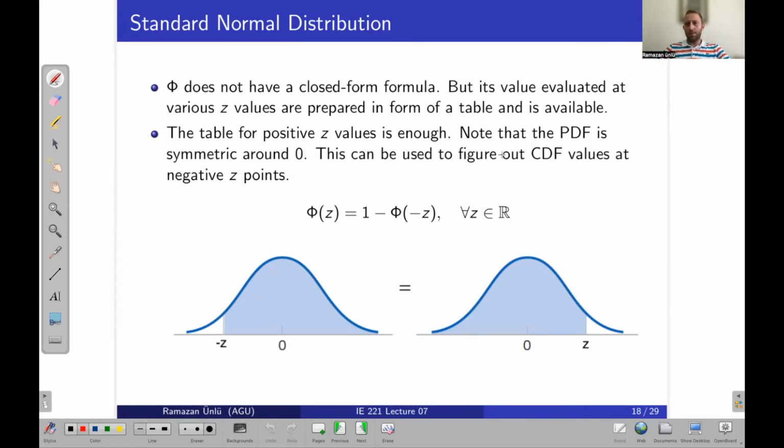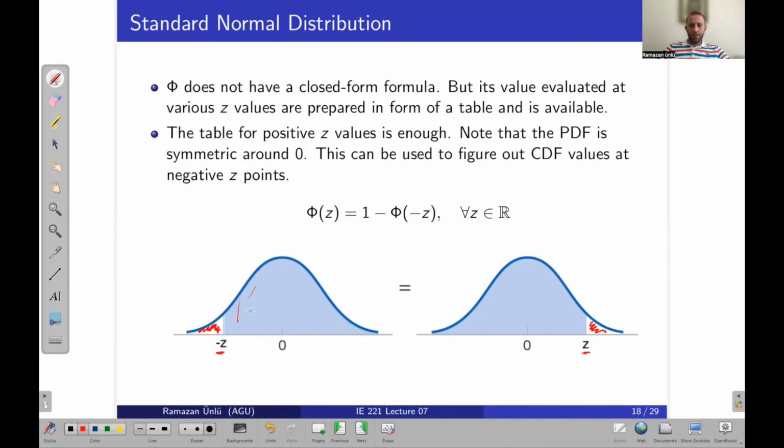Why? Because the PDF is symmetric around 0, okay? What I mean, let's say this is the minus z point and this is the positive z point. This area and this area are equal.